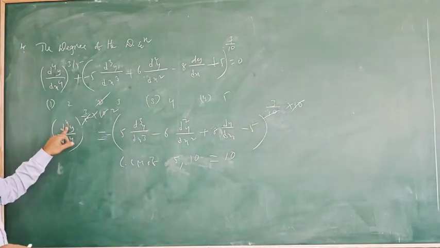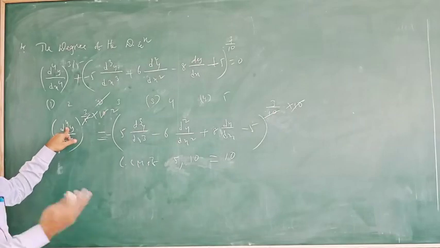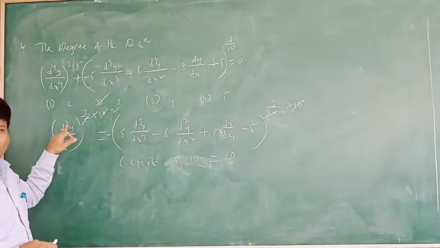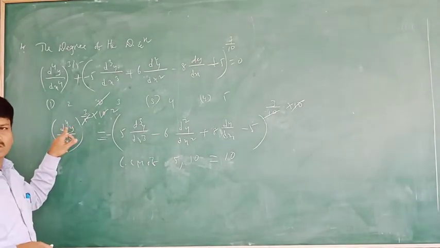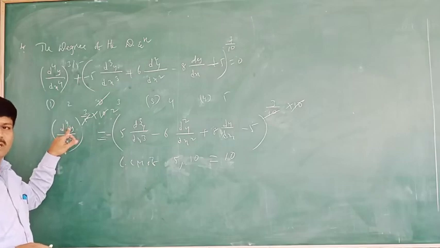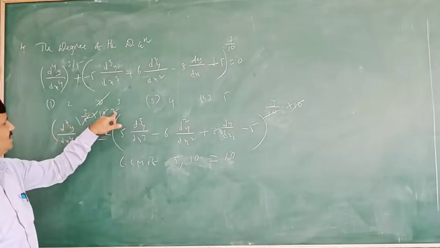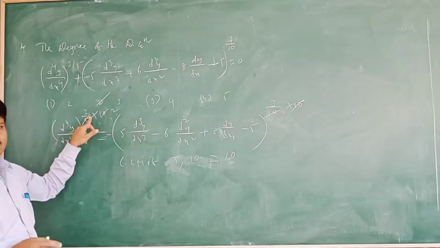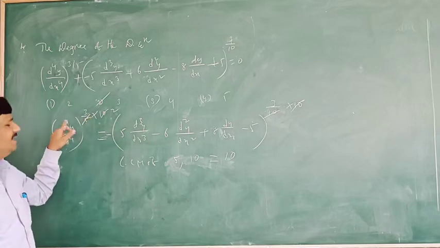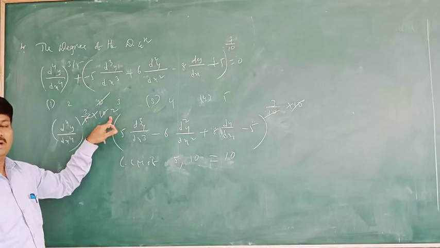What is the order here? 4. Order is 4. Degree? Degree means the power of the highest derivative only. And here 3 twos are 6. So order 4, degree we get 6. Understand? Like that you have to make it.